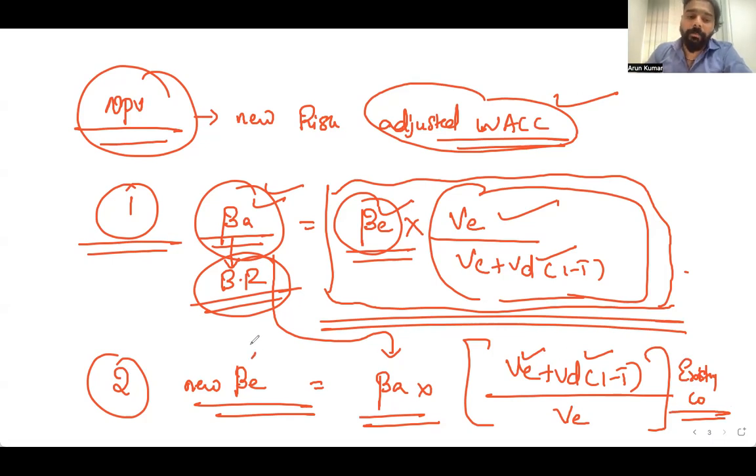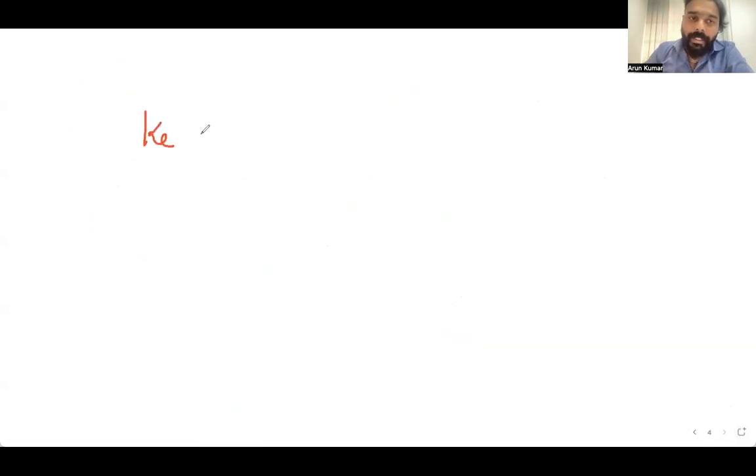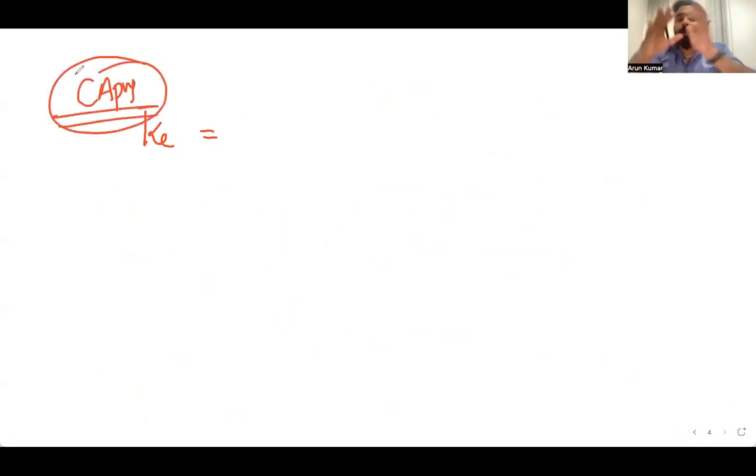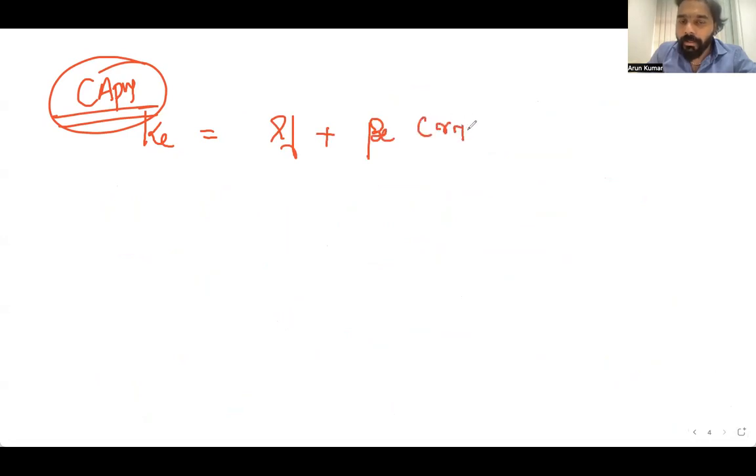As a result, if you apply it to that equation, you are going to get a new equity beta. That equity beta will be used to calculate our cost of equity using the CAPM model. That's why this overall process is actually a mix of CAPM and M&M theory. So how will you calculate KE using the CAPM model? RF plus beta E into RM minus RF. That's your step number three.